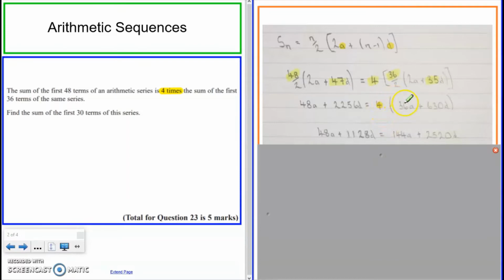Now I've gone ahead and expanded this bracket, so I've multiplied 36a by 4 and 630d by 4. Then I've just tidied up. I've moved all the like terms together and made this equal to 0. So I've moved all the terms onto the right-hand side of the equal sign.